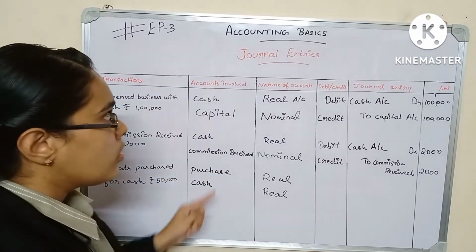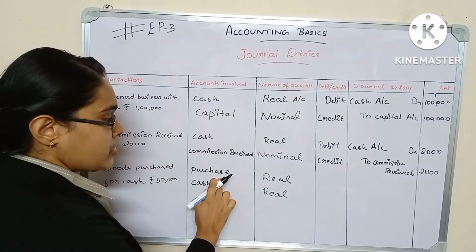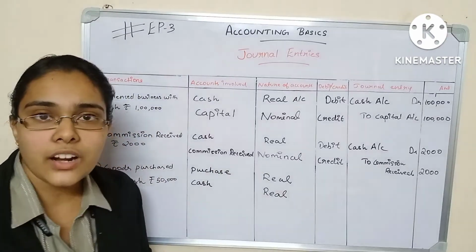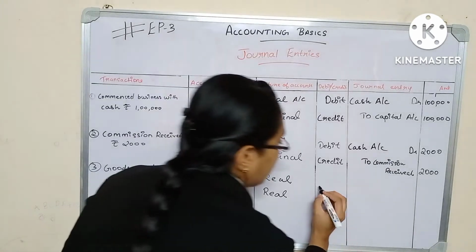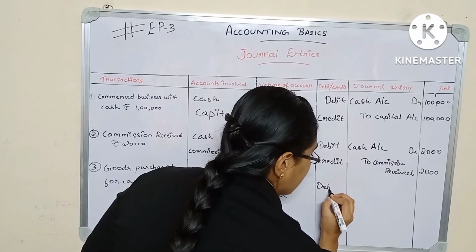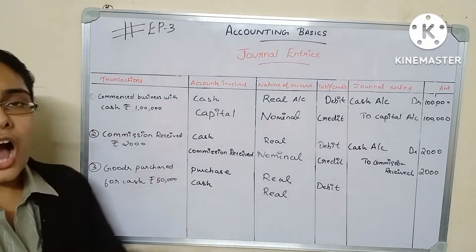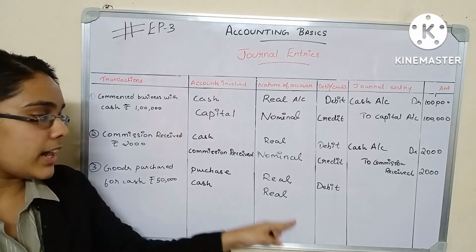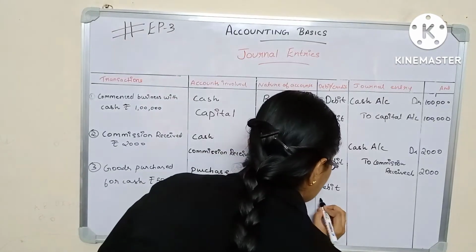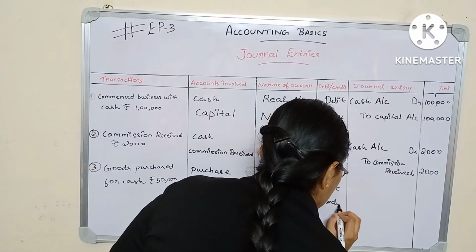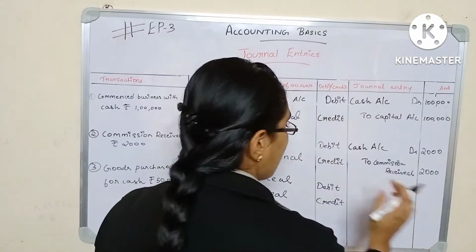Now let us determine whether to debit or to credit. Purchased goods. So goods are coming into business. So what will you do? Debit what comes in. You will debit the purchase account, and cash is going out from your hand. So again real account rule applicable. Credit what goes out. So you will credit the cash account. Now we are going to write the journal entry.